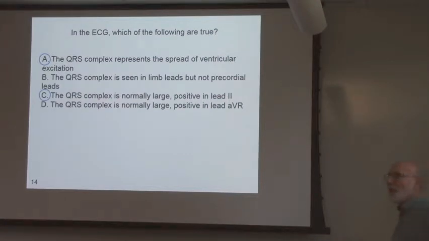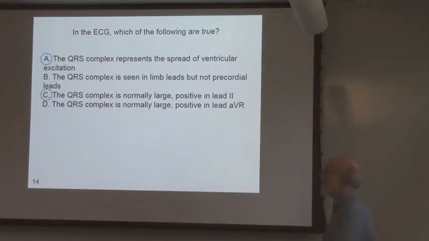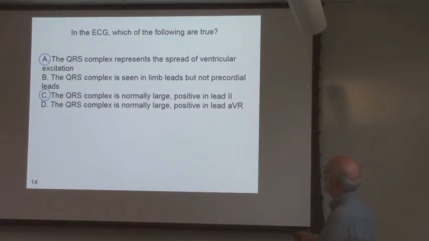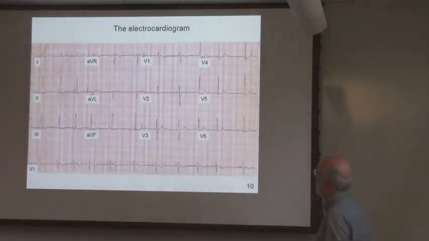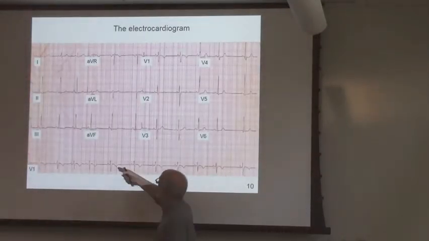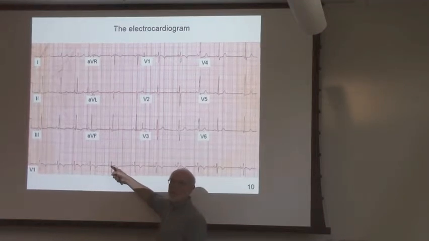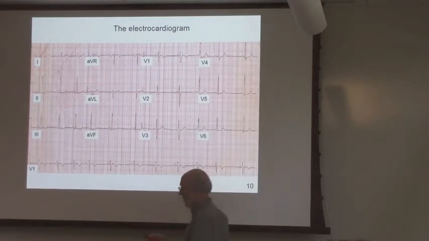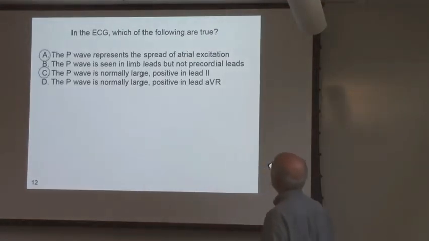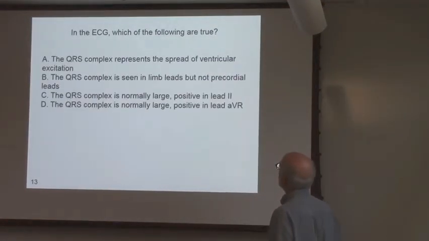I got this wrong on my own clicker. B is correct: the QRS complex is seen in limb leads, but not precordial leads. Wait a second. So let's go back to the electrocardiogram. The QRS complex is certainly seen in this precordial lead. So C is a true statement. Am I reading it right? The QRS complex is seen in limb leads, but not precordial leads. But it is seen, so B is a true statement.